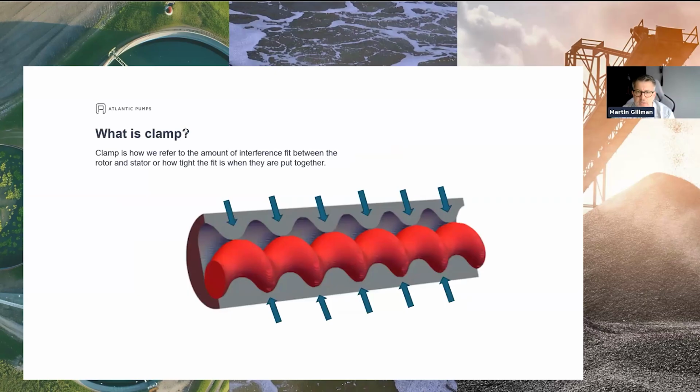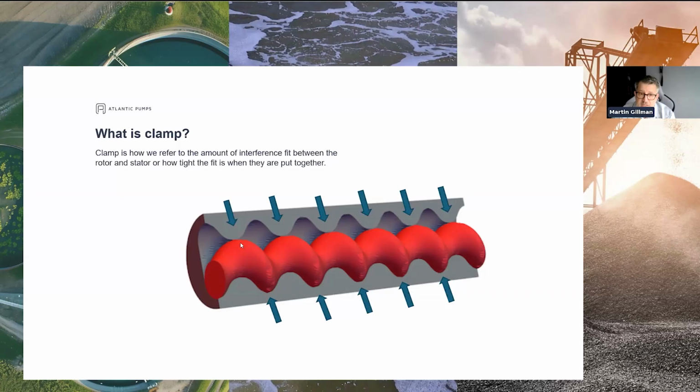The second term to be familiar with, if you can, is clamp. Clamp's the term we use for how much of that interference fit or squeeze, you could call it, there is between the rotor and stator. So not only do we need to have an interference fit all the way through, connecting between these two working parts, but we also need to have a certain amount of clamp or squeeze between the two. So if we have plenty of it, then we can resist the liquid passing back through the pump, and that, of course, therefore generates forward movement of the fluid.